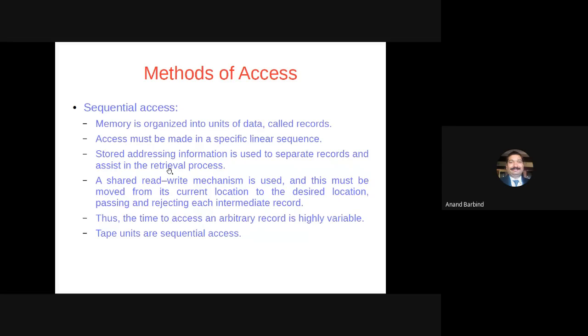So this is how sequential access memory works. There is a current location, and with respect to the current location, you read the records either the previous record or the next record.